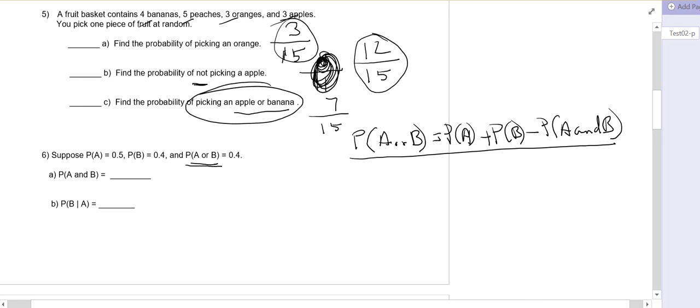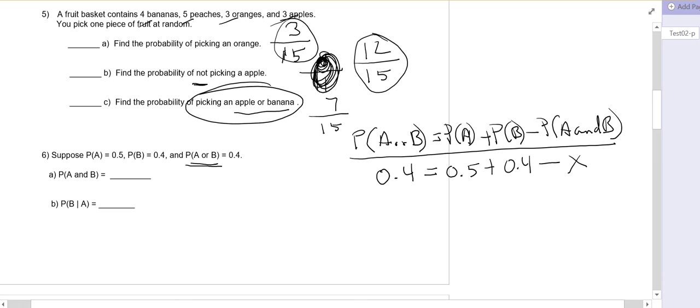Notice I didn't have to do that up here. Why? It was a simple counting problem. And if you can count your way through probability, that's probably the fastest way. Now back to this problem here. I know what the probability of A or B is, 0.4. I know the probability of A, 0.5. I know the probability of B, 0.4. I don't know the probability of A and B.